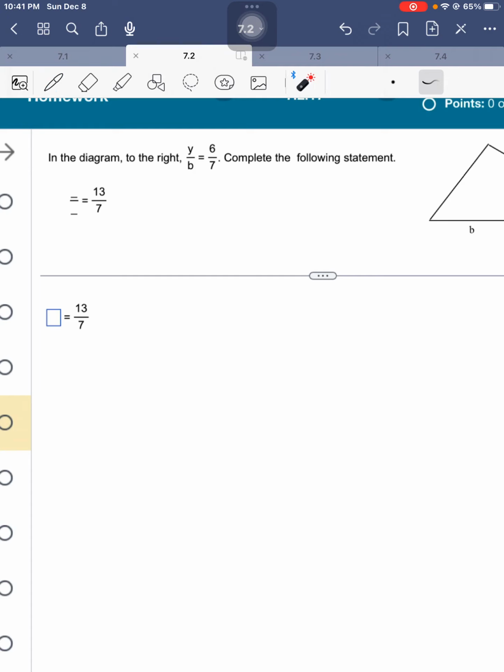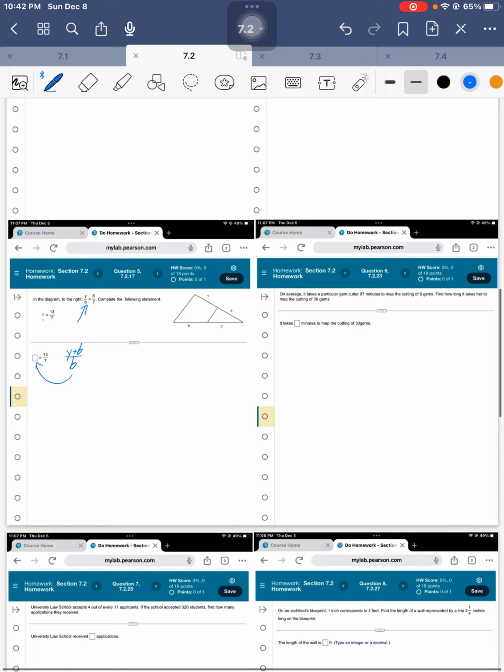Okay, this one's a little bit more tricky. In the diagram to the right, y to b is equal to 6 to 7. What happened here that we ended up getting this? Well, we didn't switch the means, because if we did, it'd be b over 7. We didn't reciprocate it, because then instead of 6 over 7, it'd be 7 over 6. So we had to have added the denominator to the numerator. So we did plus 7, which makes sense because 6 plus 7 is 13. So the first term would be y plus b over b.